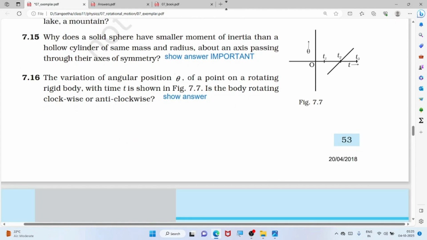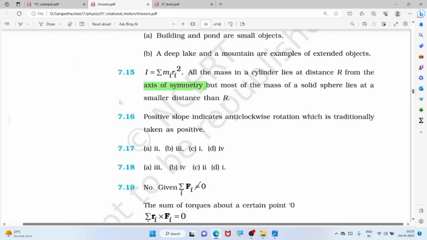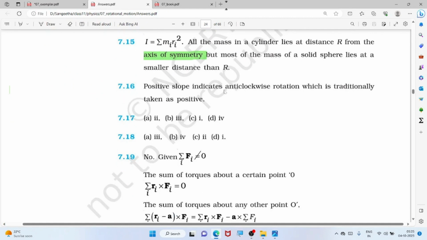The variation of the angular position theta of a point on a rotating rigid body with time is given. Here theta is increasing steadily from negative to positive. Is the body rotating clockwise or anti-clockwise? Theta increasing means anti-clockwise. A positive slope indicates anti-clockwise direction, which is traditionally taken as positive.